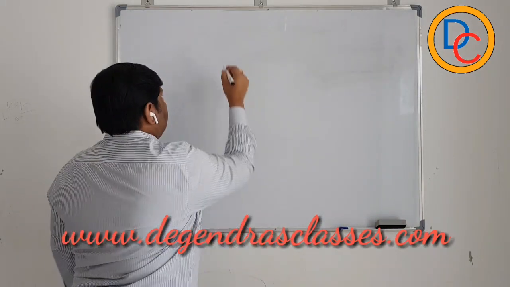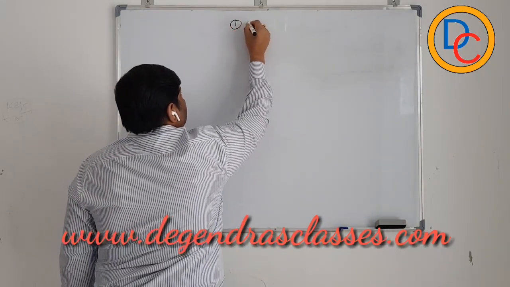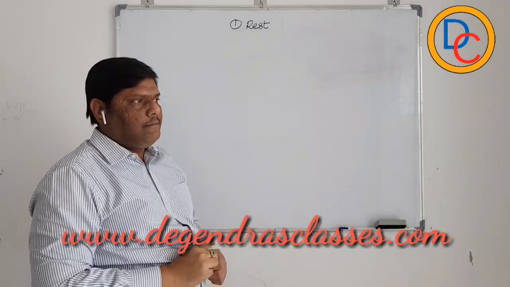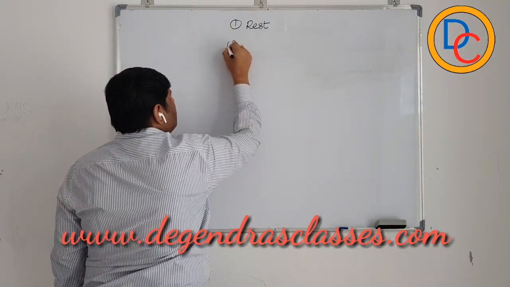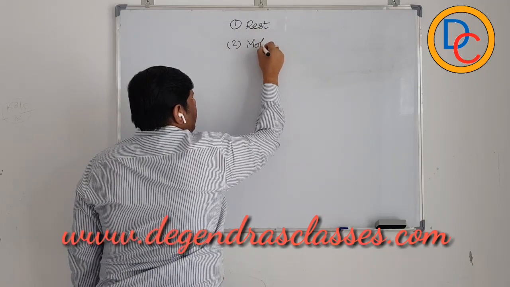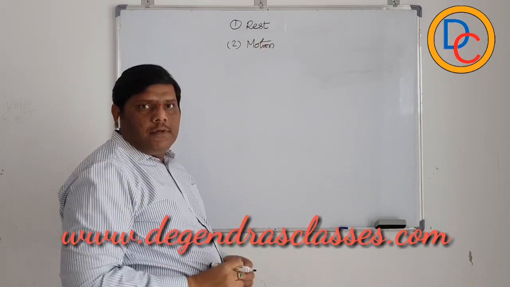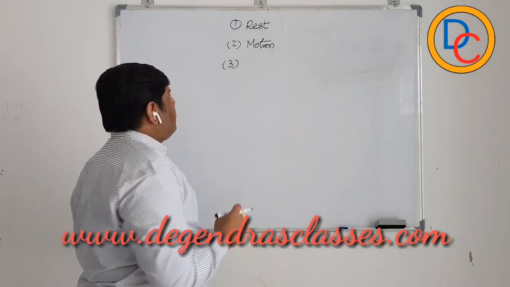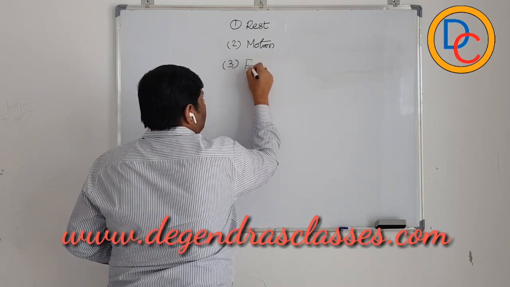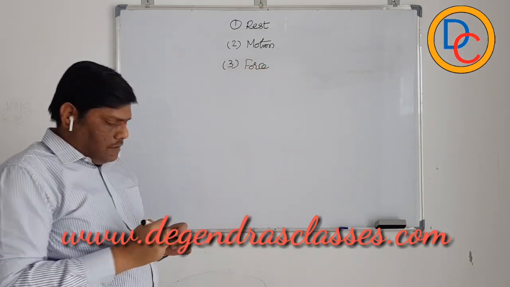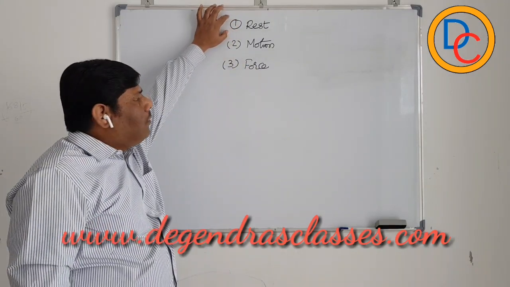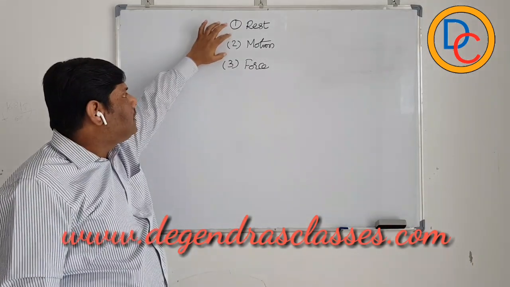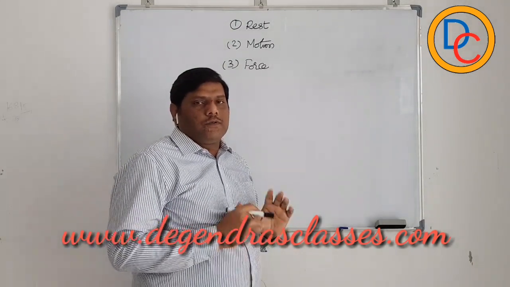So those three concepts are: first one, when we can say a body is at rest, and the second one is when we can say a body is in motion, and third one is when we can say, or what is meant by, a force. So we will see now when a body is at rest and when a body is in motion, and third one is what is meant by force.